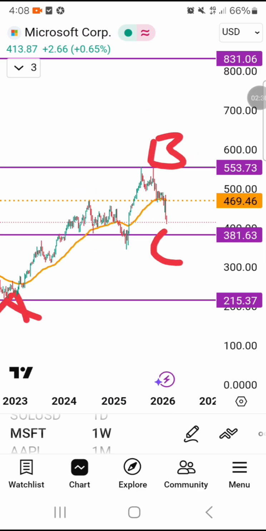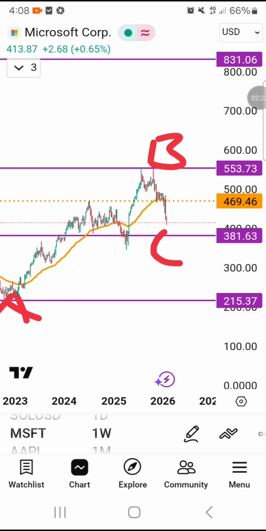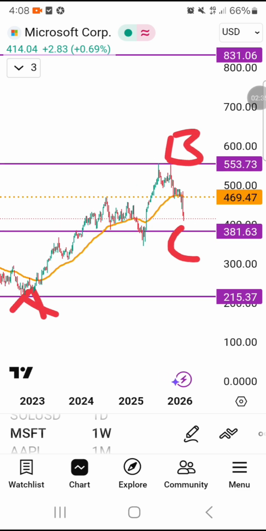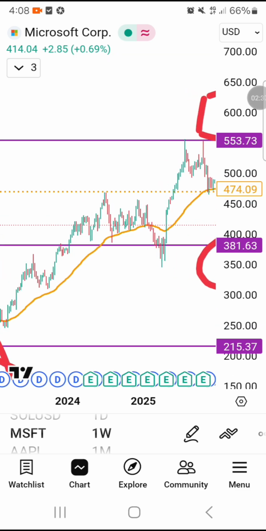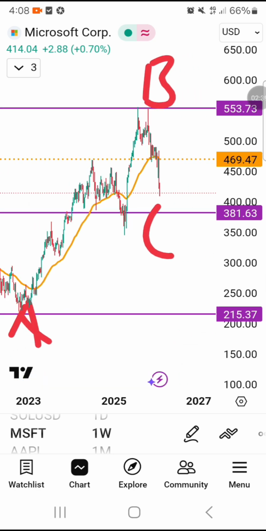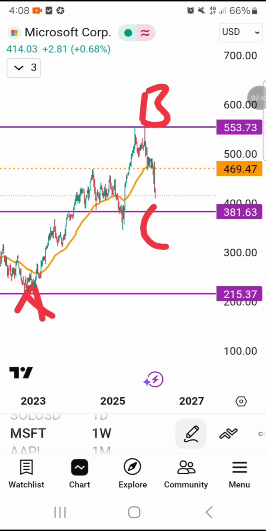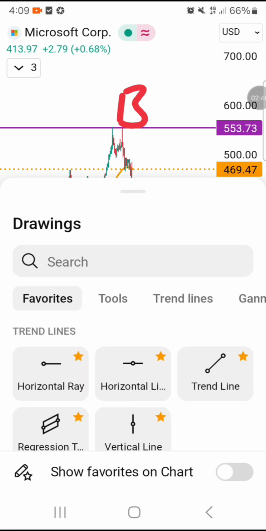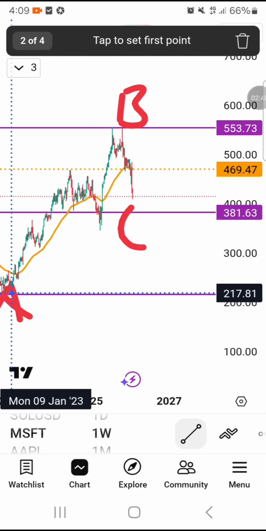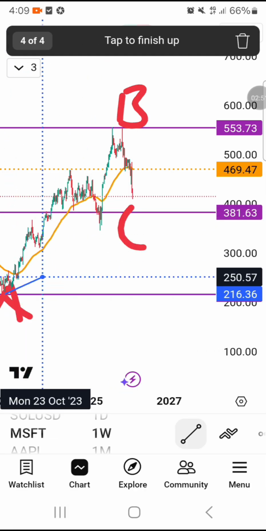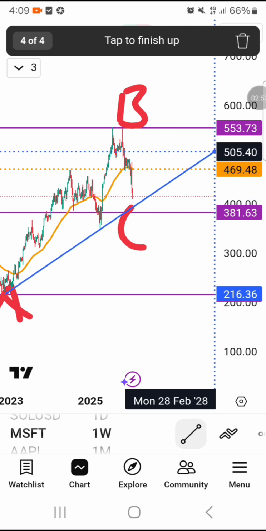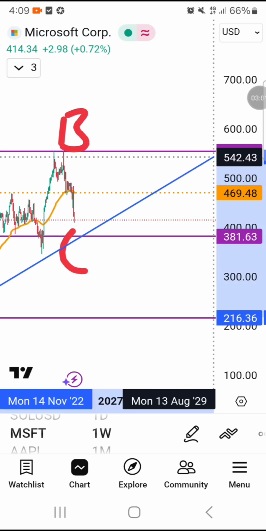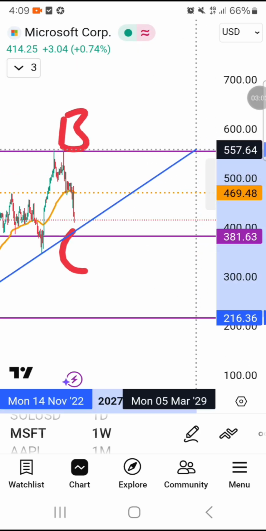Like I said, I'm going to be using multiple time frames and multiple strategies to analyze this market for the sake of accuracy. So let's take our trend line from point A to point B. Can you see? Now, make sure you don't force the trend line.